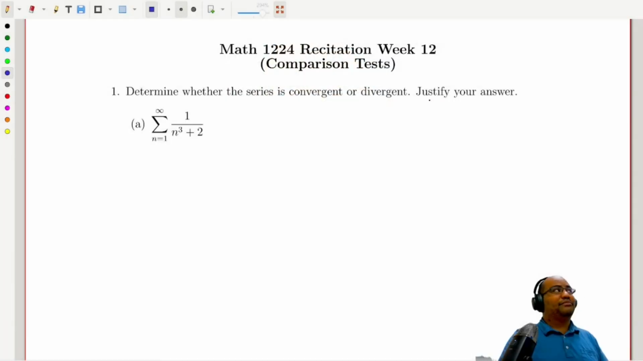In most situations, when I can present a solution that uses either test, I'll do it. Sometimes one test is easier to see than the other. Usually that would be the limit comparison test. But I want us to get comfortable with using both the LCT and the DCT. So let's get into it.